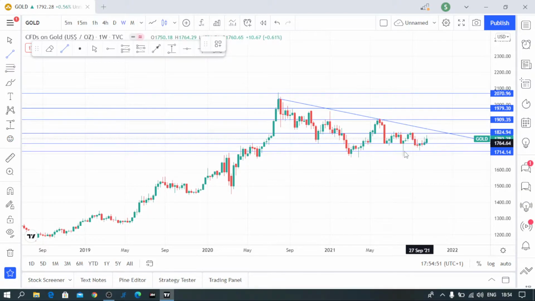So you can say we're seeing now the lower highs of gold when you look at the weekly time frame, because this is slightly higher than this, and this is slightly higher than this again. So we can say we're seeing the higher highs and higher lows of gold in the weekly time frame.